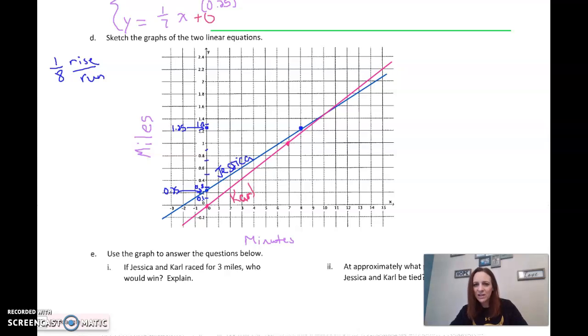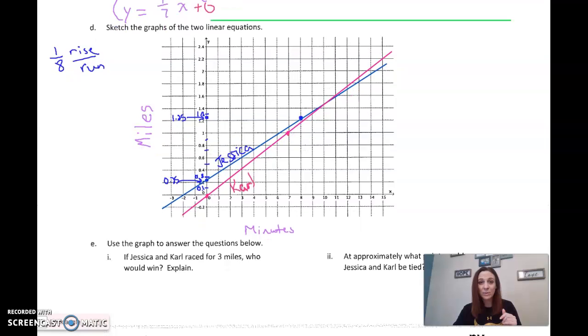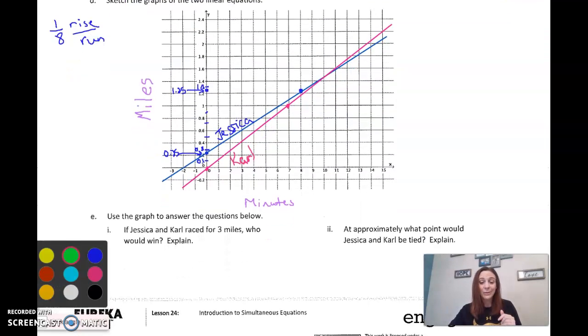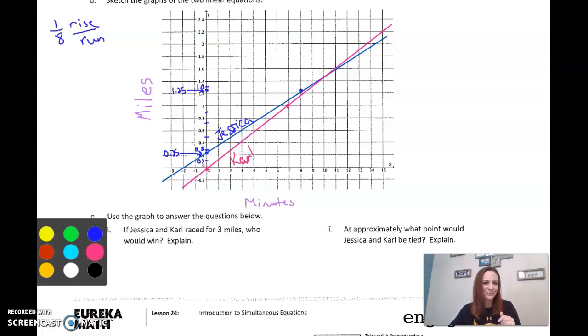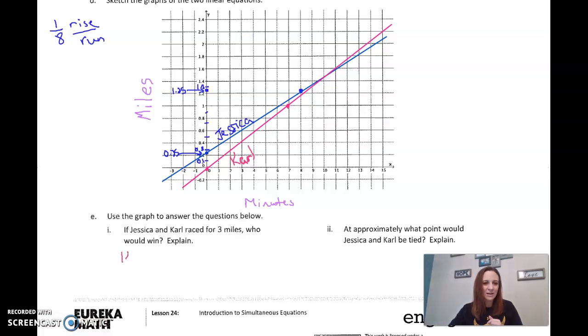If you look, though, Carl has taken the lead. Is Jessica all of a sudden going to cross back over in front of Carl? No. Okay. So I know 3 miles isn't on here, but if we were to keep going, Carl is going to end up winning, even though he took that 2 minute break. He was hurt. So we're going to say Carl. And when it says why, his graph is steeper, right? It's going up faster.